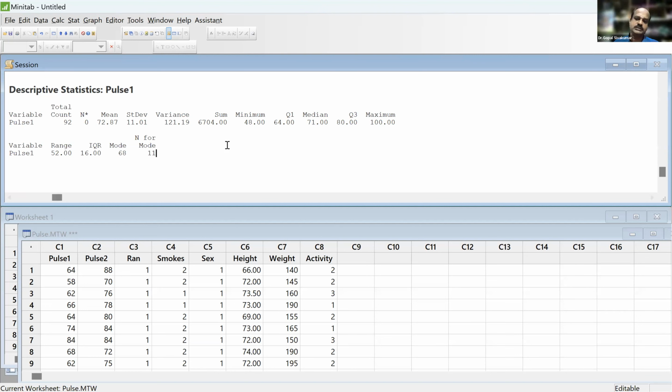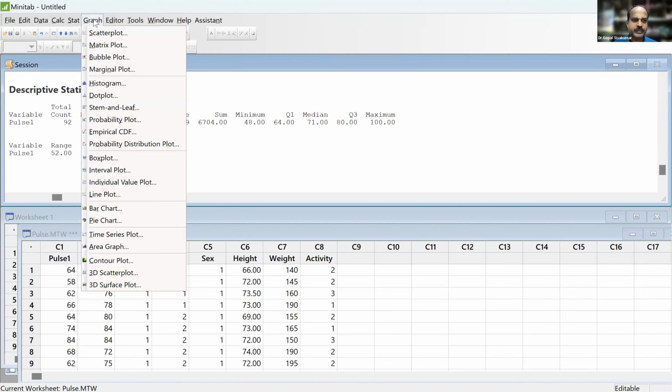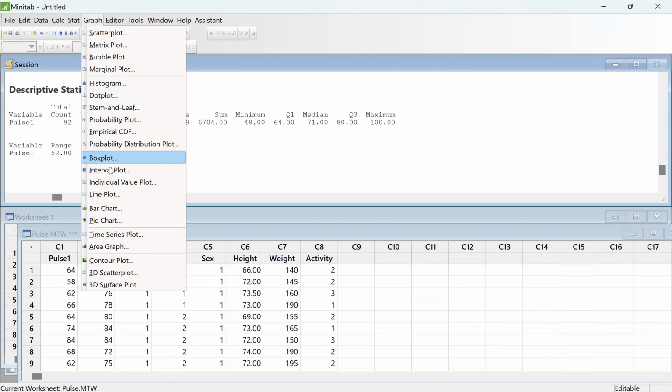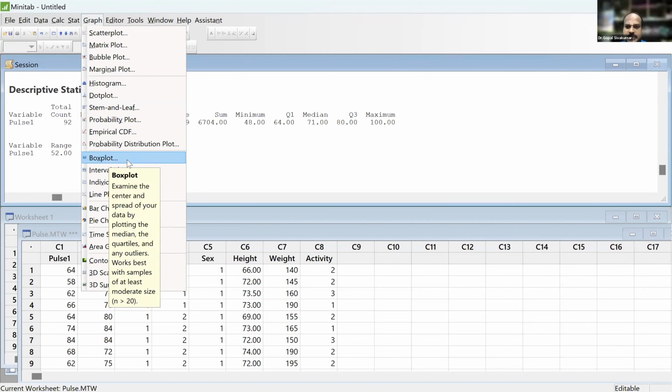Perfect. And now, since I think Divakar asked about Q1 and Q3, let me show him some graph. There is something known as box plot. Can you see, all of you? Can you please read the description? Maybe Divakar, can you read it? Examine the center and spread of your data by plotting the median, the quartiles, and the outliers. Works best with samples of at least moderate size, N is greater than 20. If you have more than 20 data points, then the box plot works best.